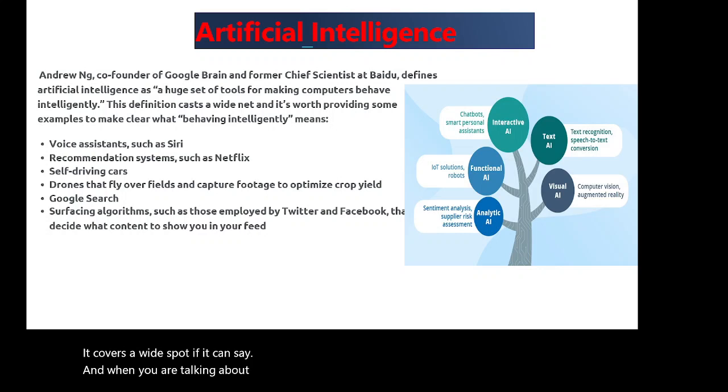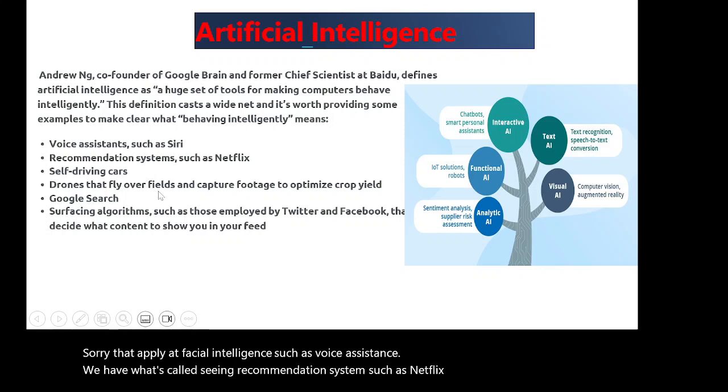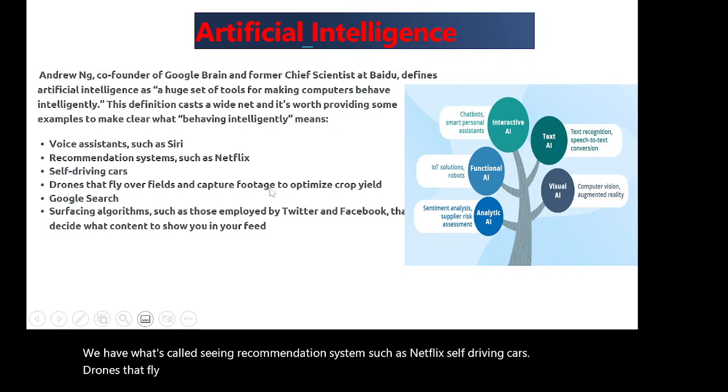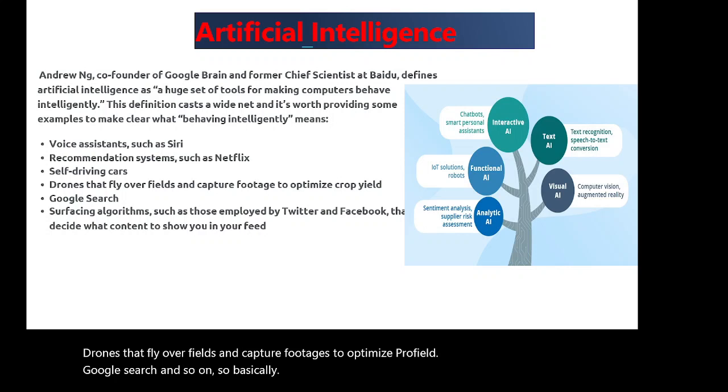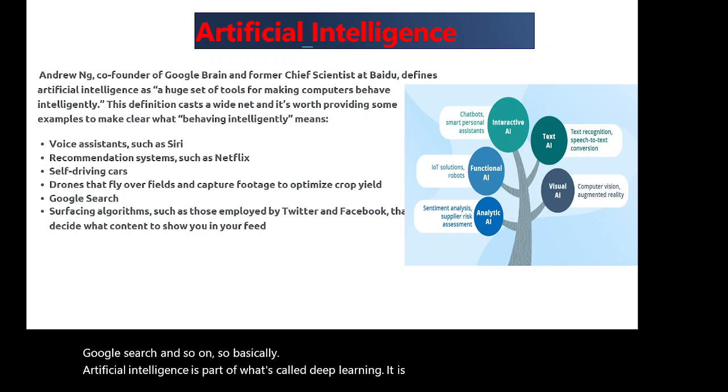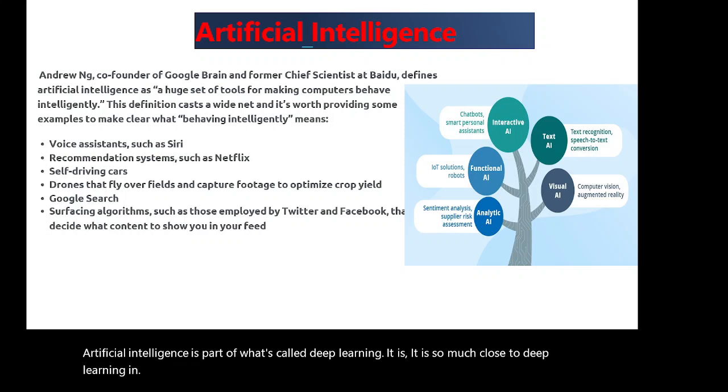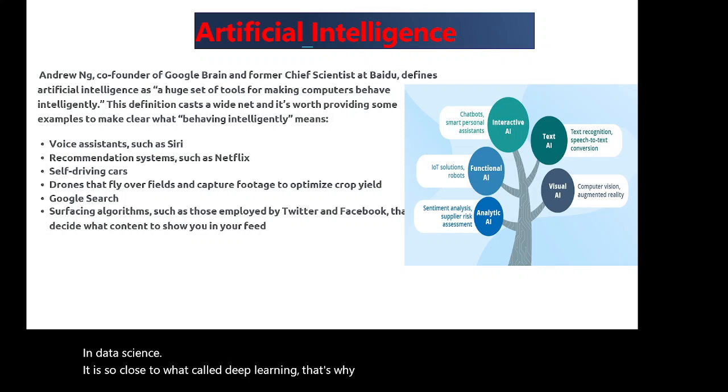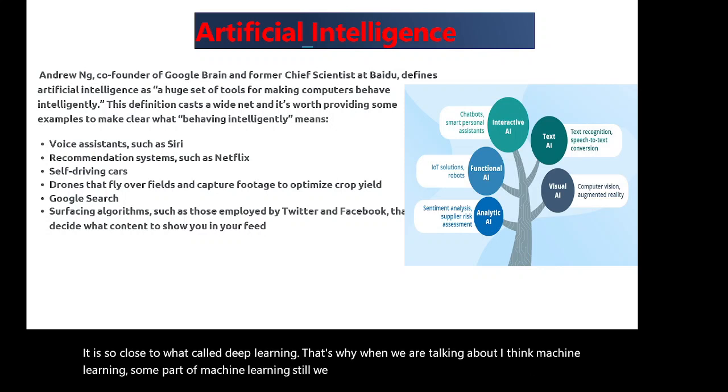When we are talking about machine learning, I have listed some of the tools that apply artificial intelligence, such as voice assistants like Siri, recommendation systems such as Netflix, self-driving cars, drones that fly over fields and capture footage to optimize crop yield, Google search, and so on. Basically, artificial intelligence is so close to deep learning in data science. That's why, when we were talking about machine learning, we still mentioned recommendation systems and so on. But I'm going to explain more what they mean.